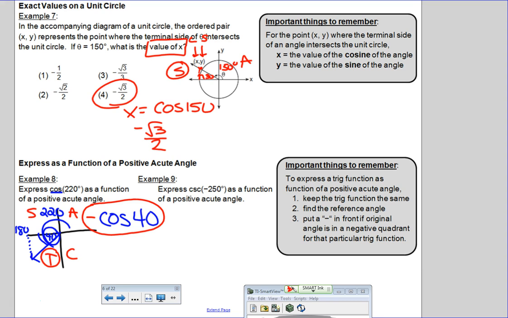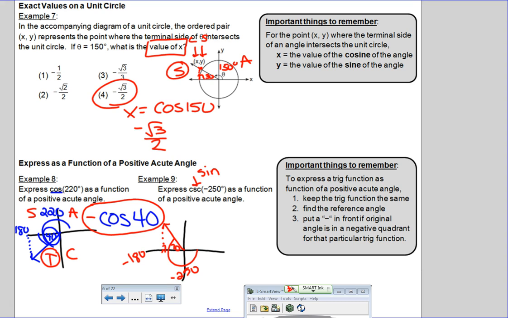So example 9, cosecant of negative 250 as a function of a positive acute angle. Now that cosecant really goes with sine. Keep that in mind. I'm going to draw my angle. Negative 250 wraps around this way. Okay, remember this is still, that's negative 180. So we went past negative 180 by a difference of 70. So this is actually a 70 degree angle.